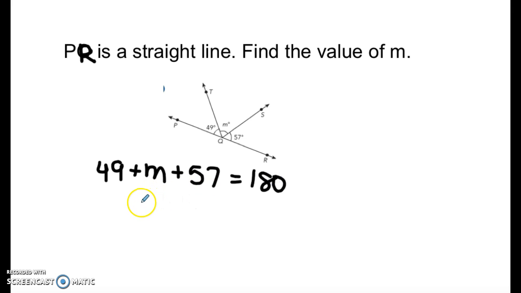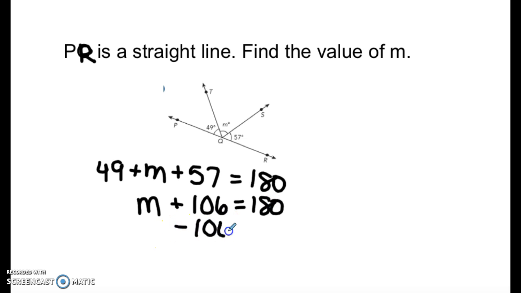Combine our like terms first. 49 plus 57. We get M plus 106 equals 180. Subtract 106 on both sides to isolate the variable. Get M equals 74. And this is the end of our lesson.